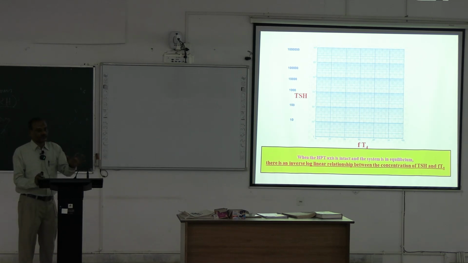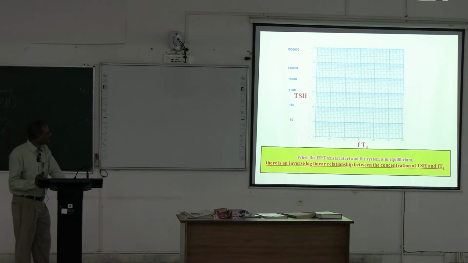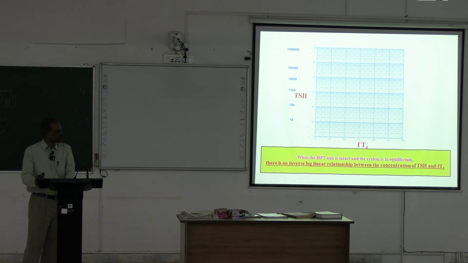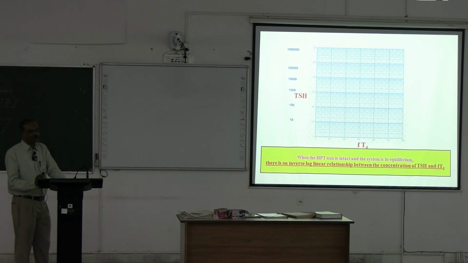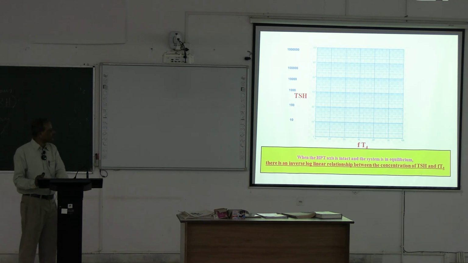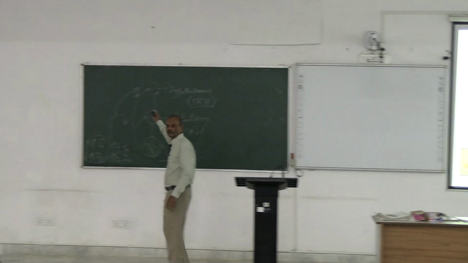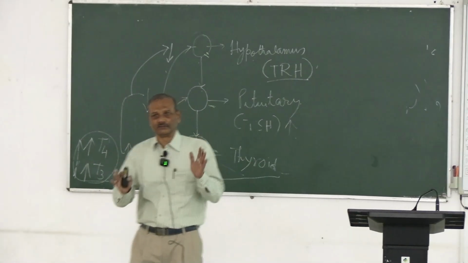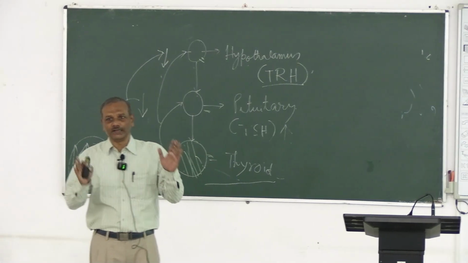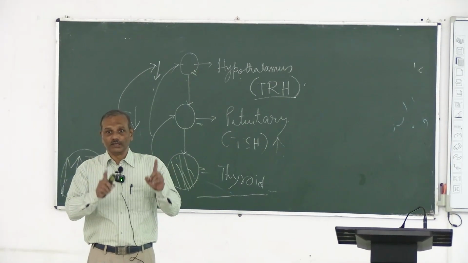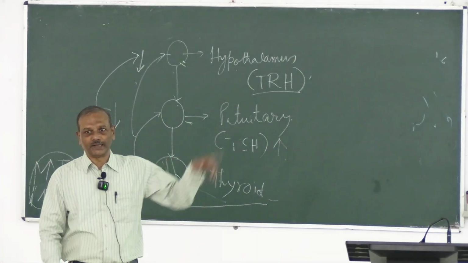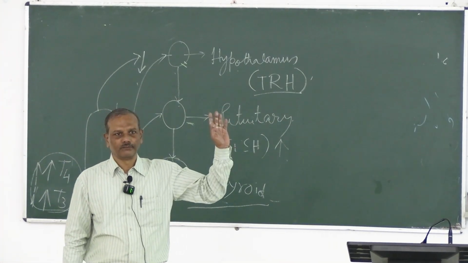Write down this thing and remember, when the HPT axis is intact and the system is in equilibrium, there is an inverse log linear relationship between the concentration of TSH and FT4. As I told you, it will increase and it will decrease, it is not linear. It is in a log linear fashion relationship, inverse log linear.